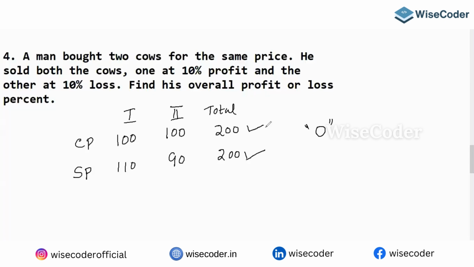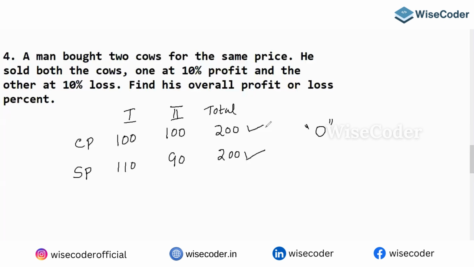When the cost price of two articles is the same, by selling the first article at X% profit and the second article at X% loss, then the overall profit or loss percentage is no profit, no loss.